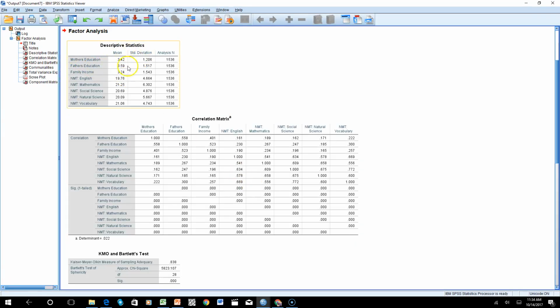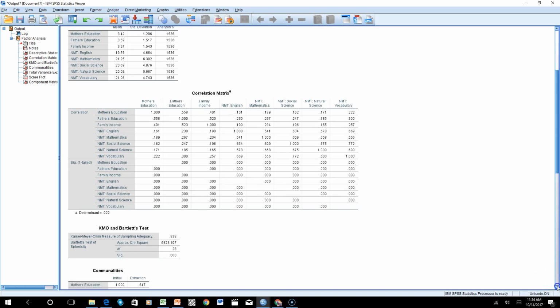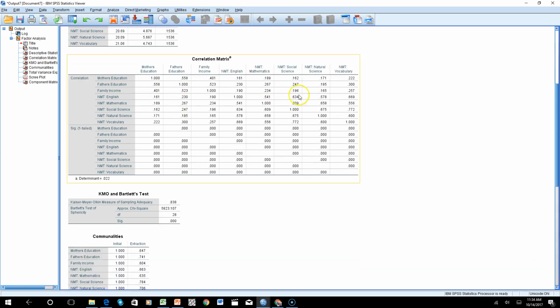Now we're looking at stage 1. We have our descriptive information. You can look at the mean and standard deviation. Our number of cases is 1,536. We can look at our correlation matrix here. All of them seem to be pretty strong, and all are significant.